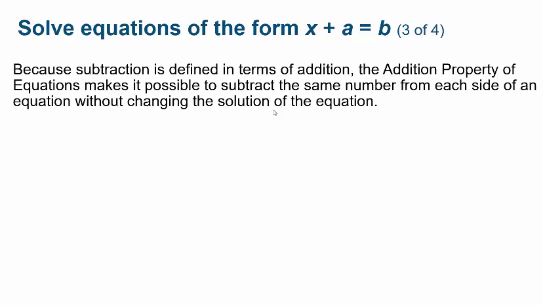All right, so because subtraction is defined in terms of addition, the addition property of equations makes it possible to subtract the same number from each side of an equation without changing the solution. So just as you can add something to one side of the equation, you can also subtract something from one side, as long as you do it to both sides.